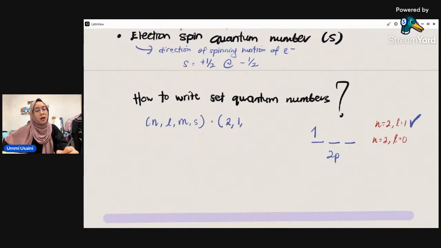And then the M value is up to you. What do you want to put? There are 3 choices. It's up to you. You can put -1, +1, or 0. I'll just put 0 because it's easiest. And then for the S value, give whichever. You can give positive half or negative half, it's up to you. It doesn't really matter.